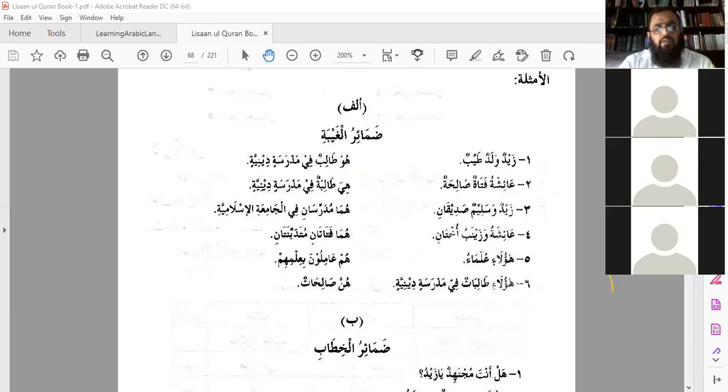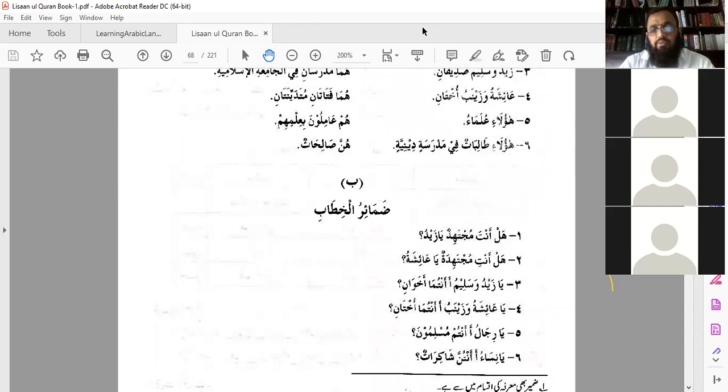Now these are Zamairul Khitab. Khitab means the second person. Now we are talking about one individual, you. Hal anta mujtahidun ya Zaidu. Oh Zaid, are you hardworking? Then we are talking about wahid muannath, you, and that is mukhatab. Hal anti mujtahidatun ya Aishatu. Oh Aisha, are you hardworking?